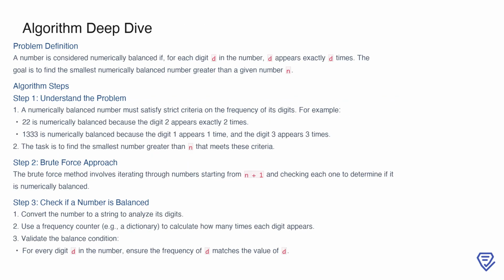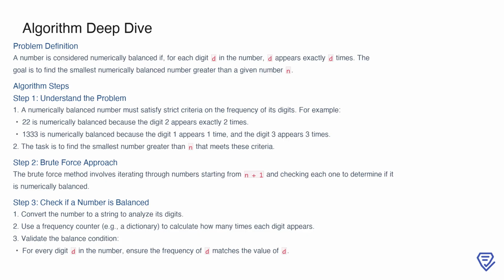To start, let's define what it means for a number to be numerically balanced. A number is numerically balanced if, for each digit in the number, the digit appears exactly as many times as its value. For example, 22 is balanced because the digit 2 appears exactly 2 times. Similarly, 1333 is balanced because the digit 1 appears 1 time, and the digit 3 appears 3 times. The task is to find the smallest numerically balanced number that is greater than a given number, n.